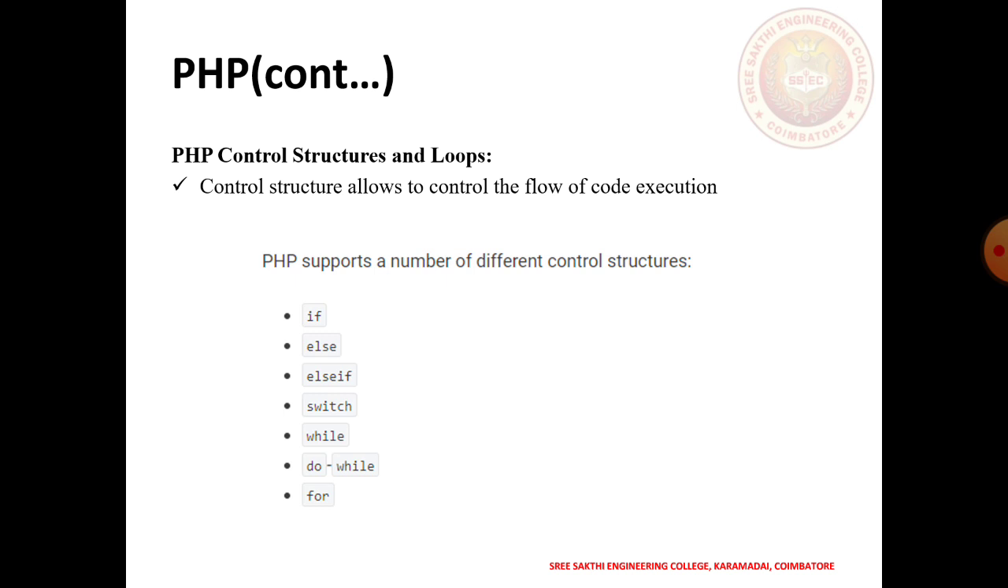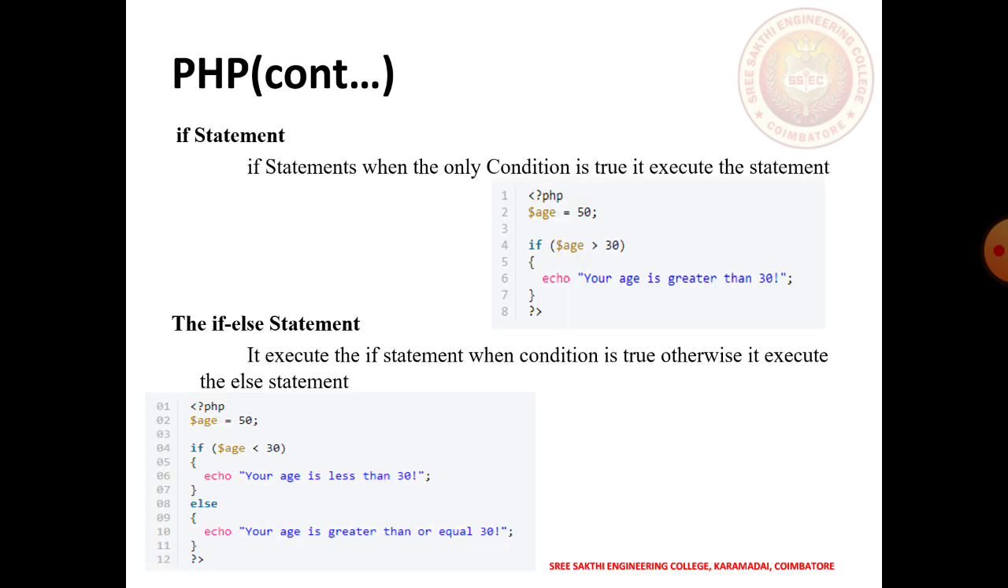Next, PHP control statements and looping statements. Control statements control the flow of execution of the program. The various control statements are if, else, and switch, and then the looping statements. Let's see the if and if else statements. The if statement holds a condition; when the program executes, the if statement checks the condition and executes the statement if it is true. Otherwise, it executes the else block.